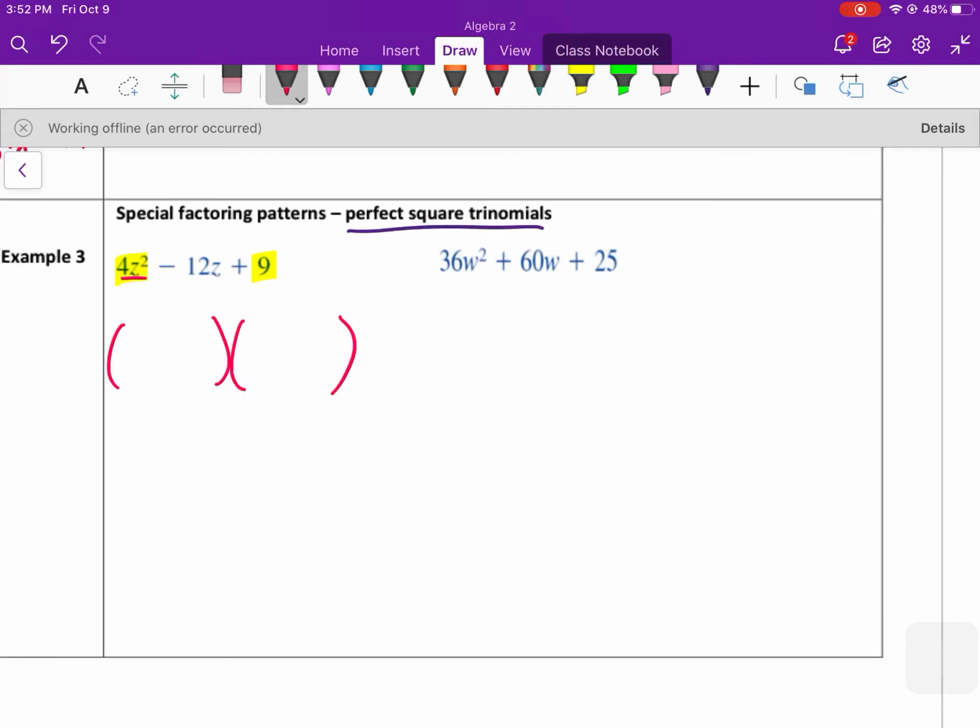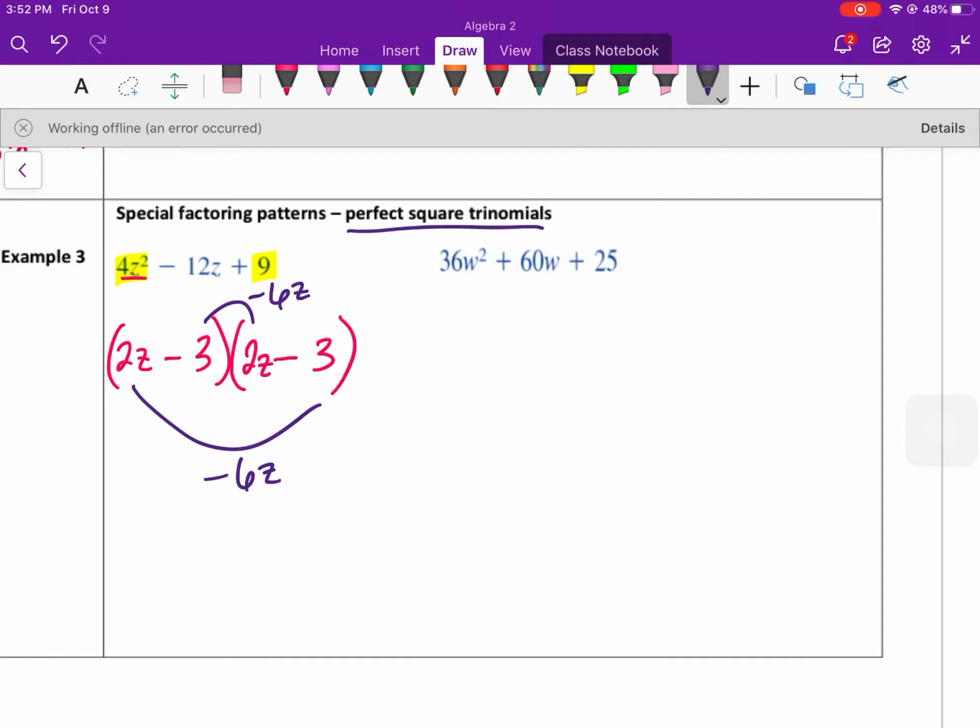So if they're both perfect squares, you're going to have 2z and 2z to make 4z squared. And then 9 is 3 and 3. Since it multiplies to be positive 9 but adds up to negative, you're going to have two negative factors because -3 and -3 will make positive 9. Then you can easily check it by checking the outside, and that's -6z, and the inside, and that's -6z. So that is our factors.